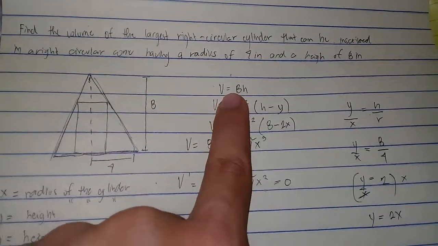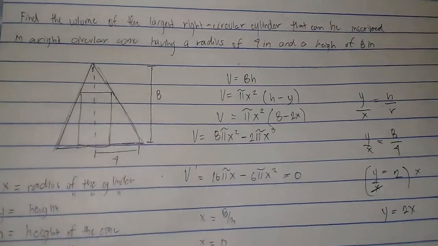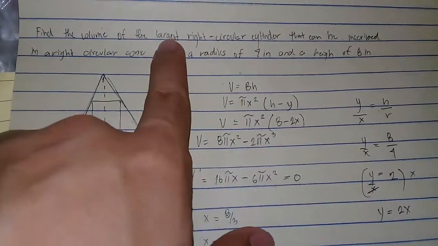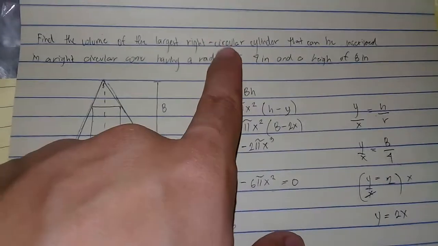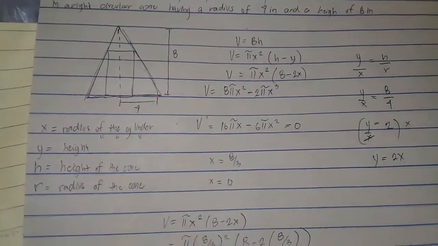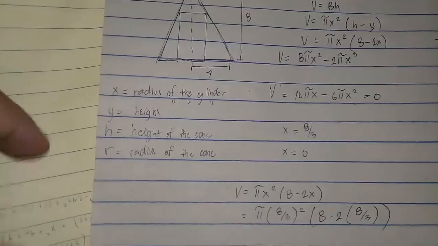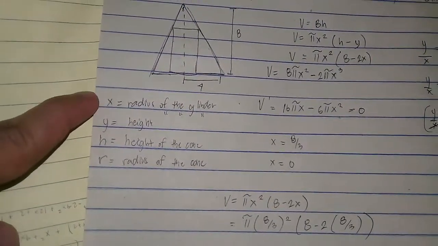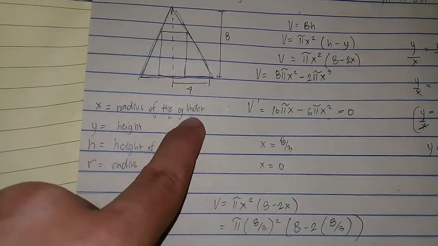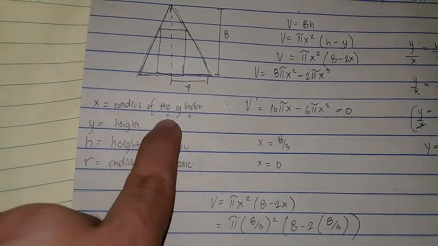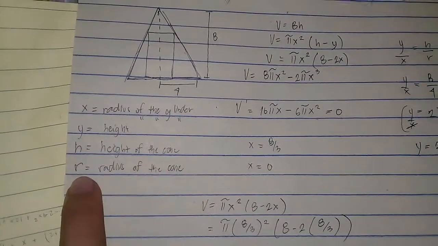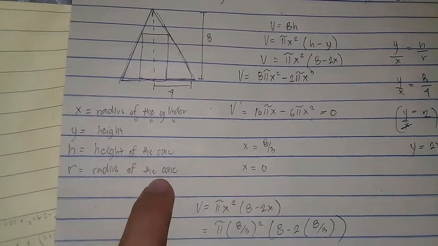So we're going to use the formula of volume, which is base times height, since we are asked to find the largest volume for the right circular cylinder. So we're going to need to maximize it. For this, I'm going to use the variables x, y, h, and r. x stands for the radius of the cylinder, y stands for the height of the cylinder, h stands for the height of the cone, and r stands for the radius of the cone.